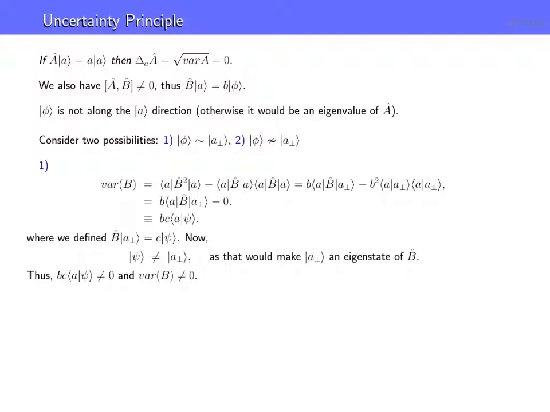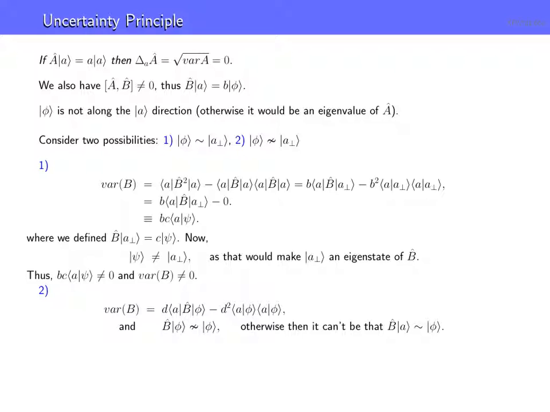Okay, second case. Again, the key thing here is that the uncertainty in A is 0, and the uncertainty in B is not 0 in that case. For this case, we do the same thing. I'm going to use a different letter here, D, to indicate the action of B on it, where now these don't necessarily vanish. So it's A on psi. But we need to note here that B on psi is not parallel to psi. Otherwise, it can't be that BA is proportional to psi.